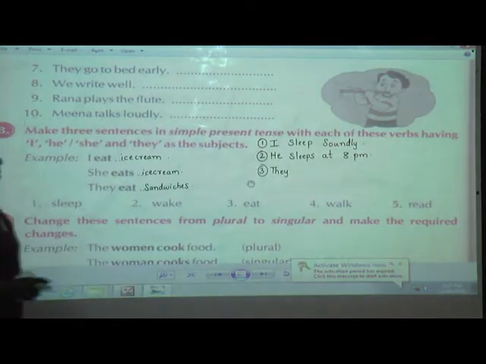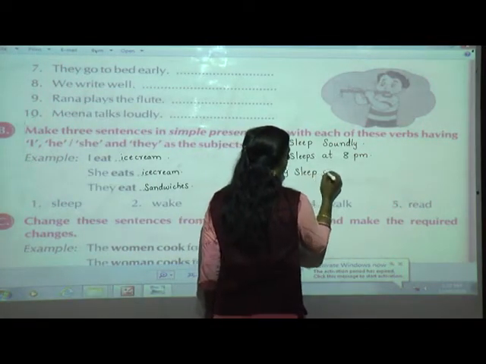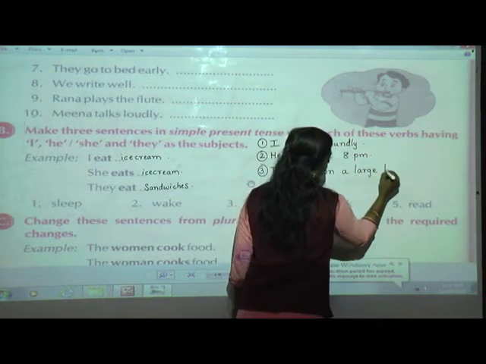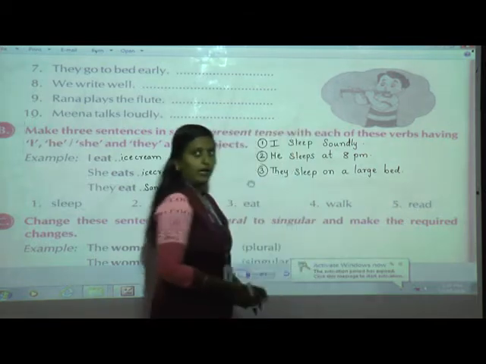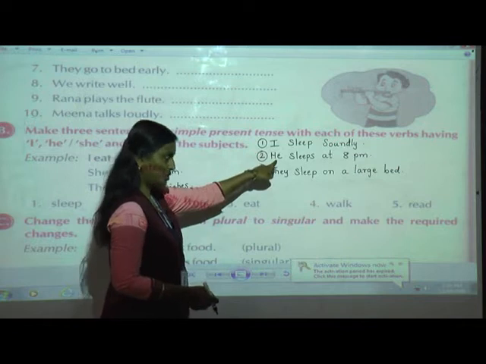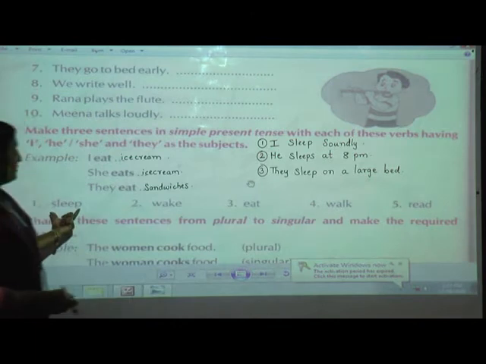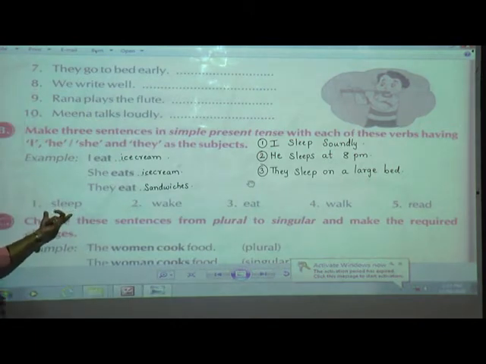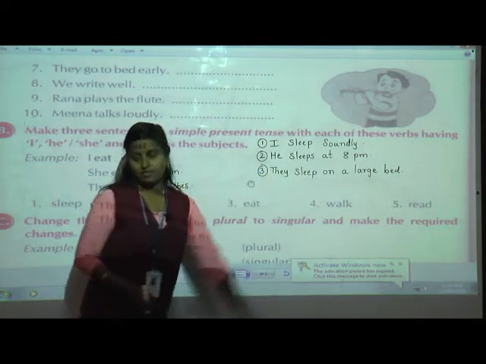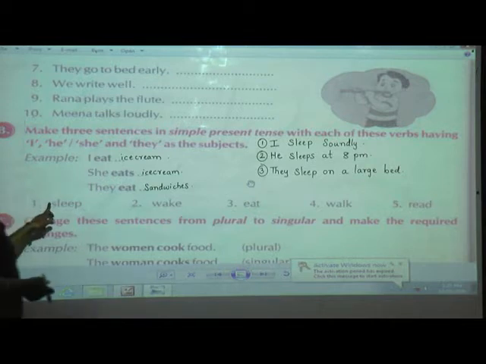They sleep on a large bed. Okay, according to our instructions they have told to take the subjects I, he or she, and they. Done. And which verb will I take? Whatever verb they have given over here. Now keep in your mind, when he, she is there, that time we are going to add s. Got it, students? Okay, so this is the only one example I have done for you.